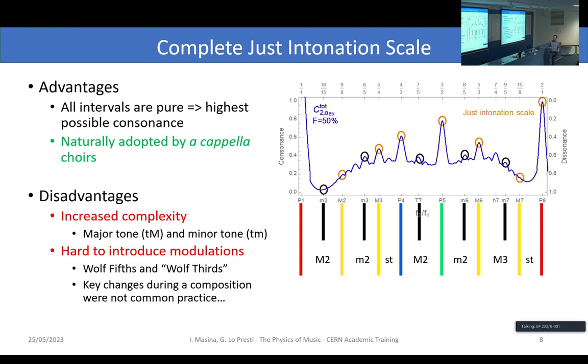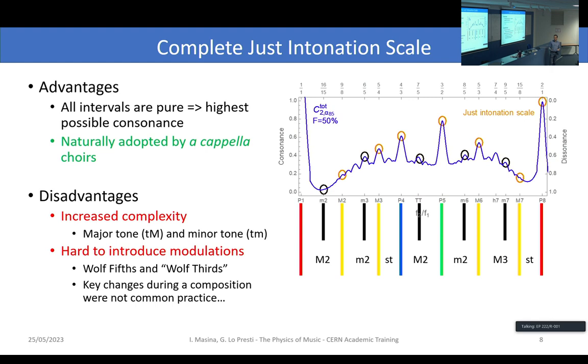But then, again, we have this increased complexity because we have two tones. So we have a major tone here, then a minor tone, then semitone, then major tone, minor tone. No, sorry, this is a typo. Minor tone, this is not a major third. This is another major tone, and then a semitone. So it's a kind of more complex scale.